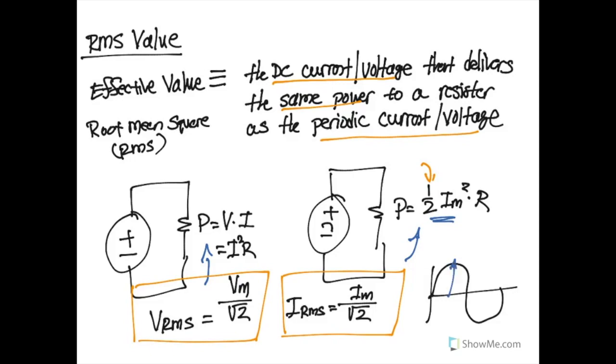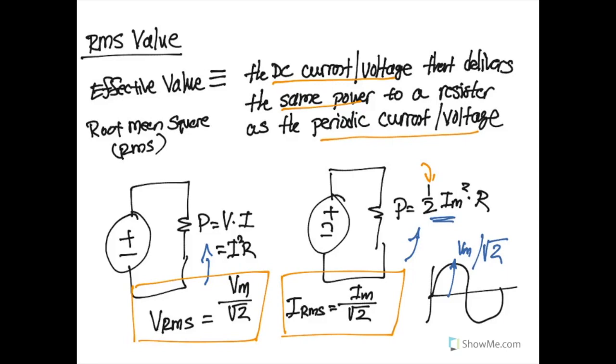So if we're looking here at a voltage wave, Vm, if I want to know what the effective voltage would be in a DC situation, I would take Vm divided by square root of 2, and that would tell me the effective voltage experienced by that device.